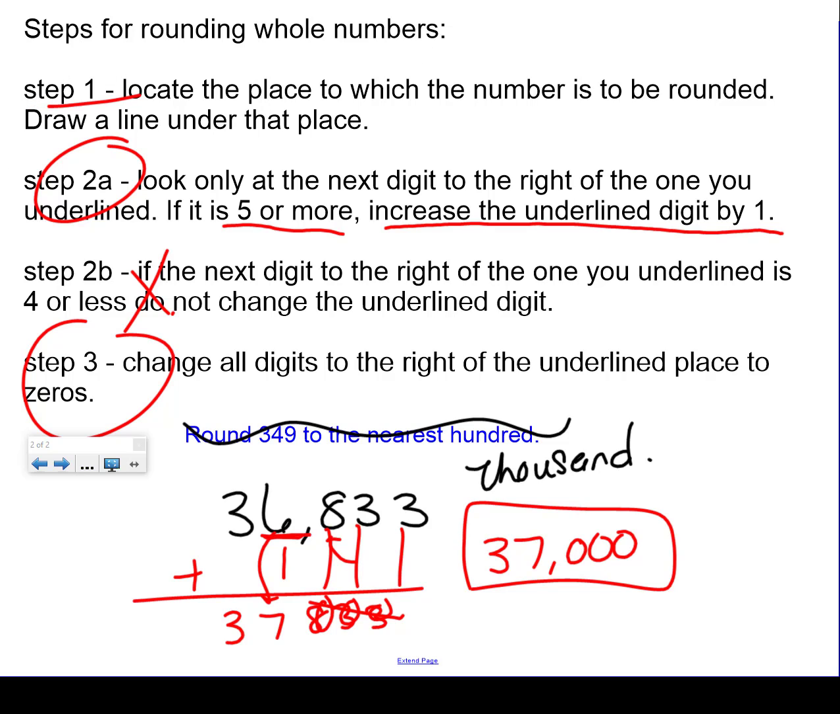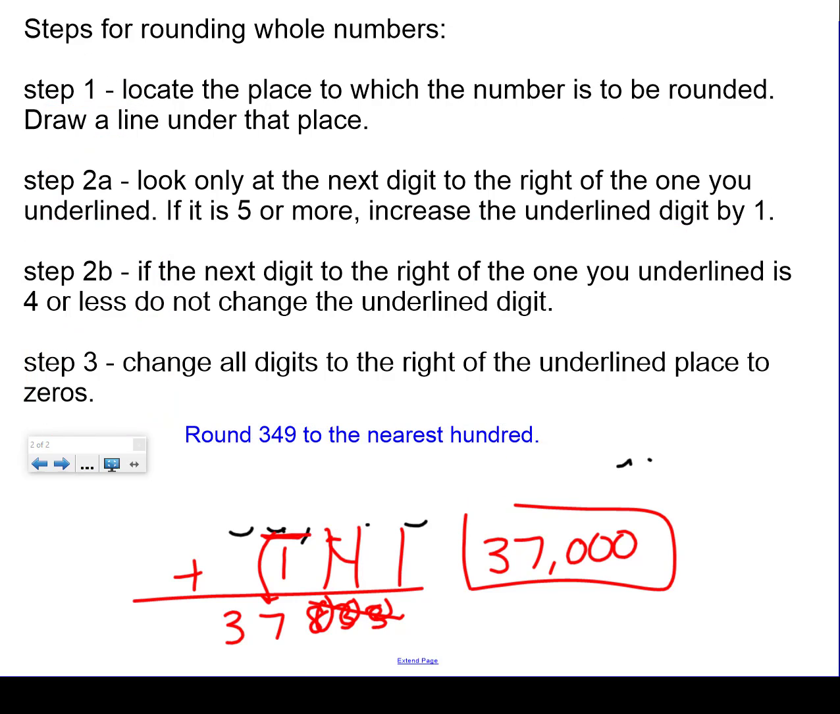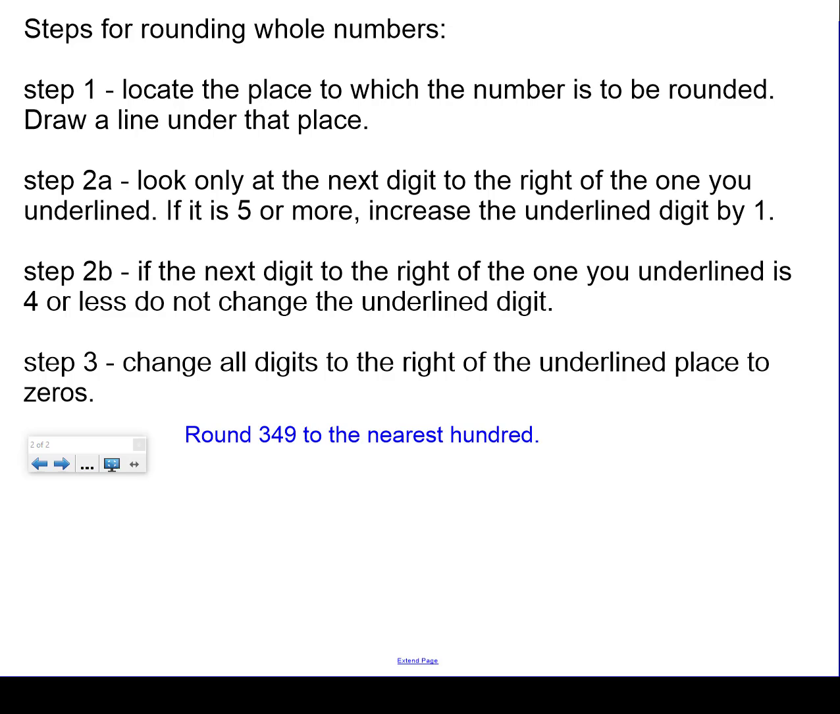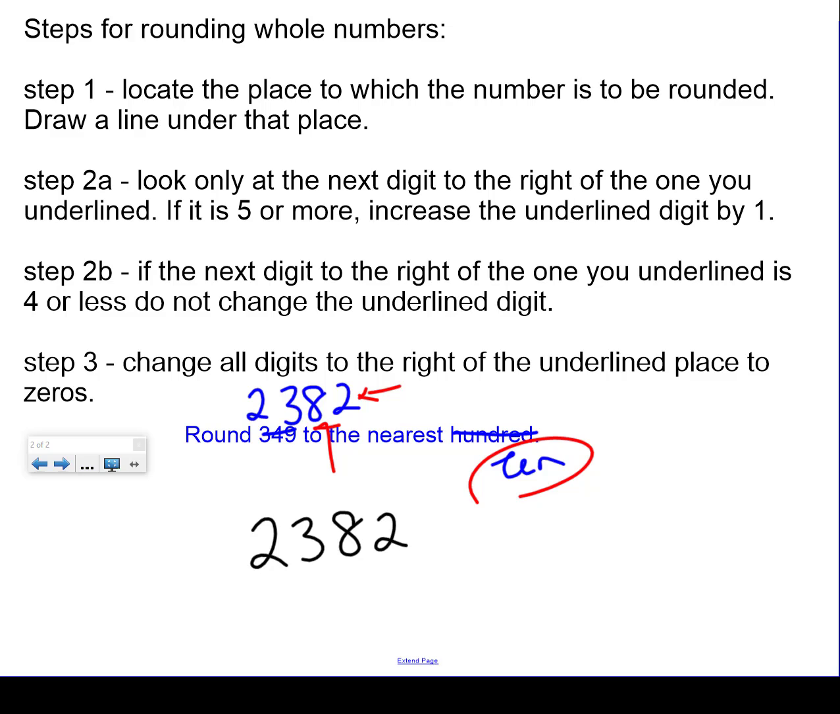So let's do this one more time, up here using the rules. Okay, let's try this again. Round it to the nearest 10. The number is 2,382. So we've got ones and tens. When I write this number, I have 2, 3, 8, 2, where the 8 is underlined because it's in the tens place. I'm going to look at the number just to the right.